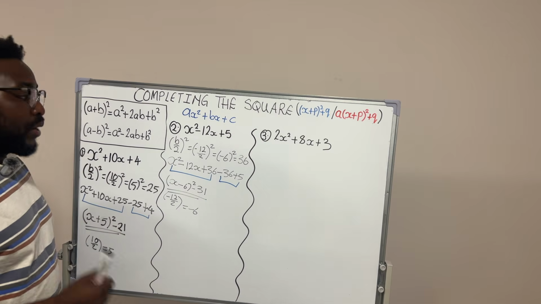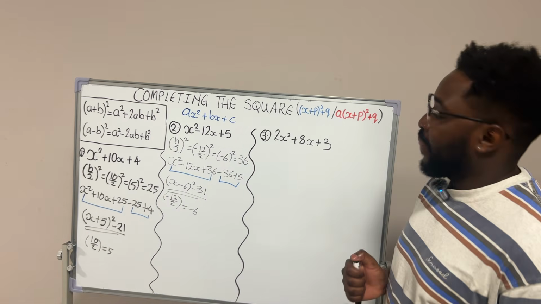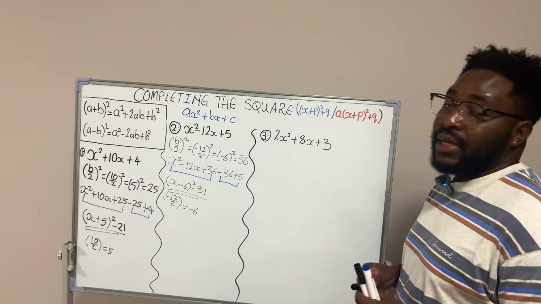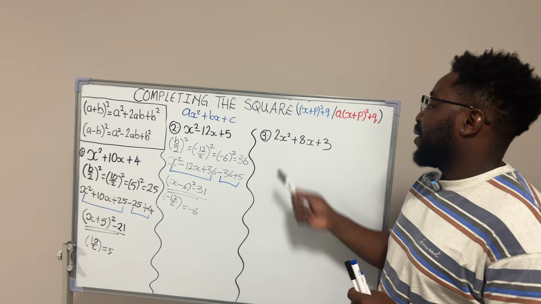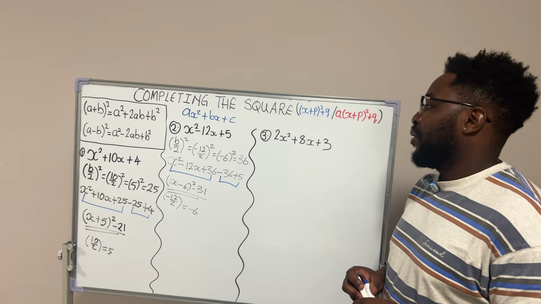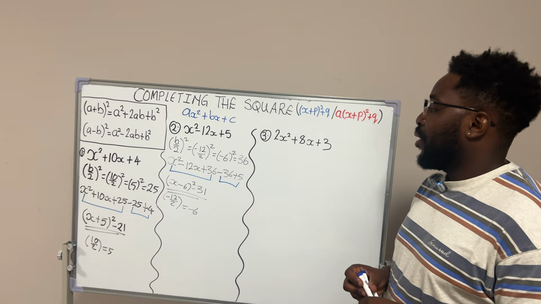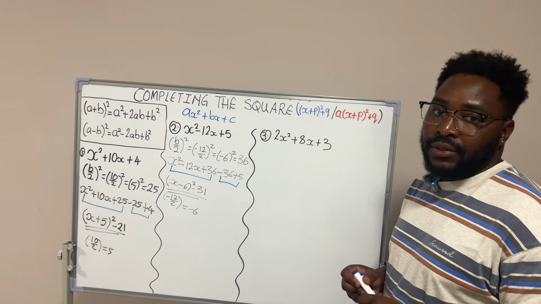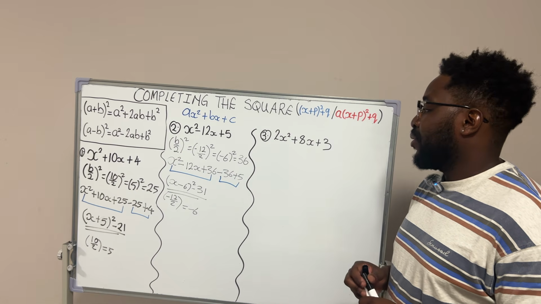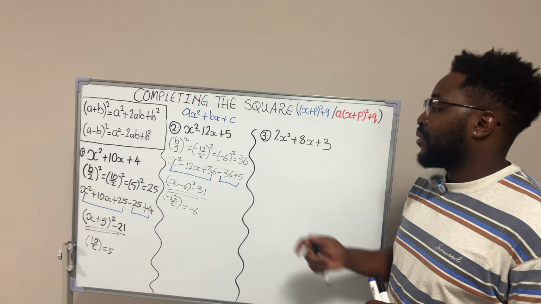Yes? Okay, so now let us look at our last question. Now, with this question, as you can see, it has the leading coefficient of 2. Now remember, I did say that whenever we are completing the square, we have to make sure that we have the leading coefficient of 1. So in our case over here, we can factor out the leading coefficient. Yes, we can factor out the 2.